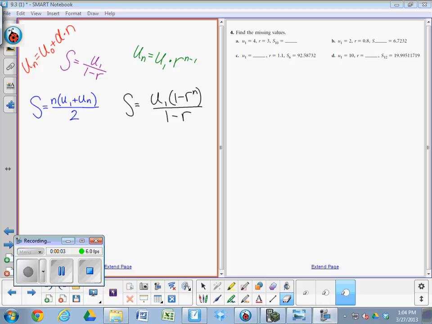Okay, listen to this question. Which of these formulas would you use if you knew what the first term was, they told you what R was, and they told you what the sum was? They didn't tell you how many there were. You know what the sum is. You know what R is. You know what the first term is. What color would you use?